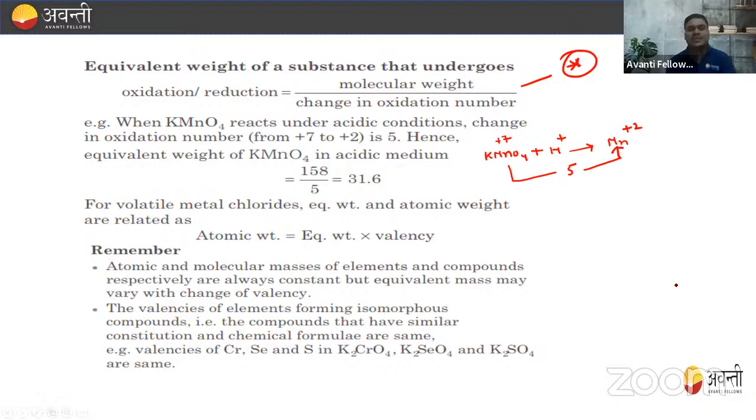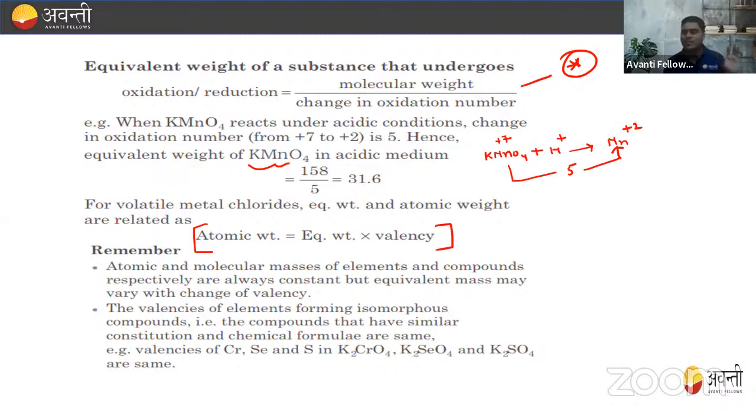So hence the equivalent weight of KMnO4 is nothing but 158, that is the molecular weight, divided by the change in the oxidation number. So what is the total change here? That is +7 to +2, that is +5, right? So we can divide 158 by 5. So this is how we can calculate for the substance that undergoes oxidation and reduction. Clear? Now, for volatile metal chloride, equivalent weight and the atomic weight are related as atomic weight is equal to equivalent weight into valency. So these all are the methods for calculating the equivalent weight.